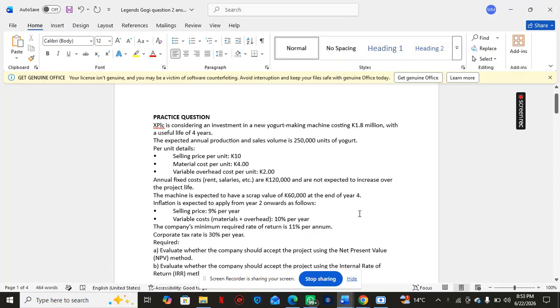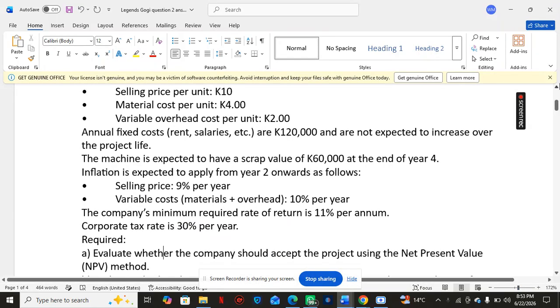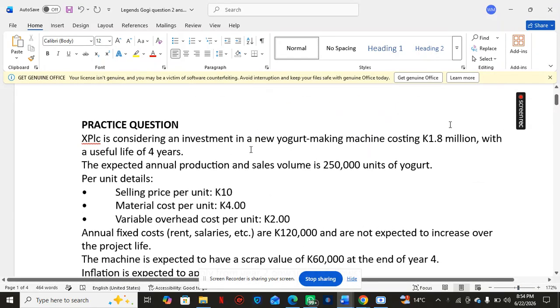So we have this question here. It says XPLC is considering an investment in a new yogurt making machine costing 1.8 million with a useful life of 4 years. The expected annual production and sales volume is 250,000 units of yogurt.